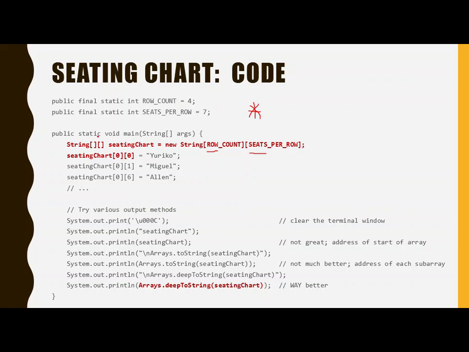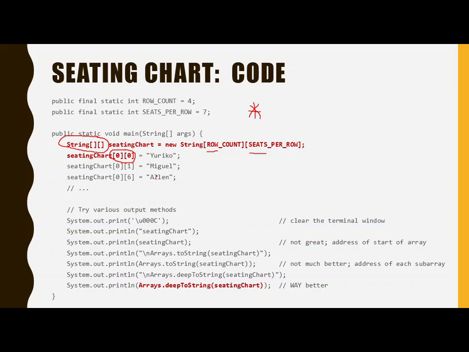So notice here, again, when I declare this, this is going to be an array of arrays, and then I have to give the 2 dimensions at some point here, right? You've got to fill it in. And notice, when you have a 2-dimensional array, when you want to find an individual string, you've got to say which row and which seat does Yuriko sit in. So in this case, I'm assigning Yuriko to this one, Miguel, Alan, etc.